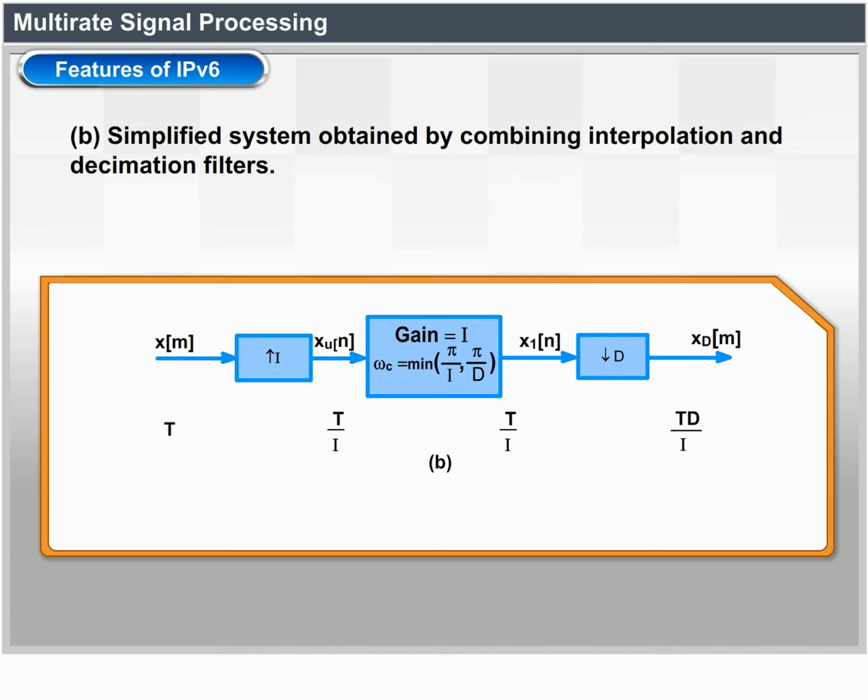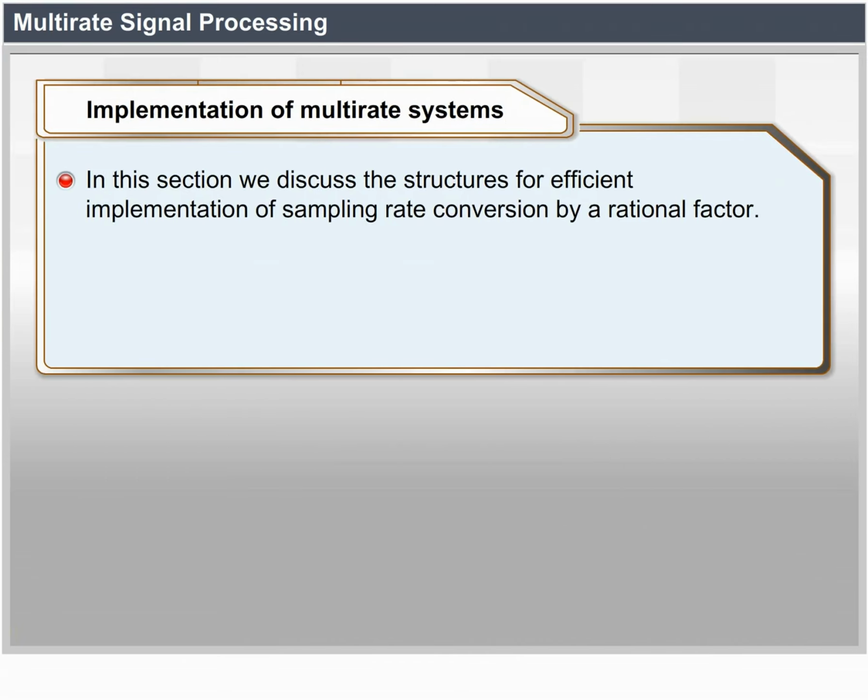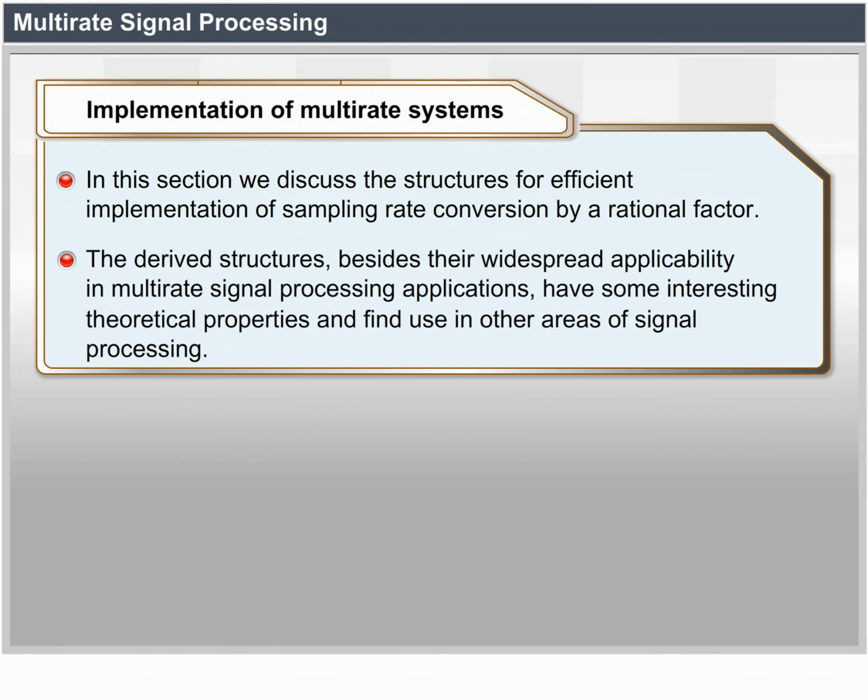Implementation of multi-rate systems. In this section, we discuss the structures for efficient implementation of sampling rate conversion by a rational factor. The derived structures, besides their widespread applicability in multi-rate signal processing applications, have some interesting theoretical properties and find use in other areas of signal processing. Sampling rate compressors and expanders.